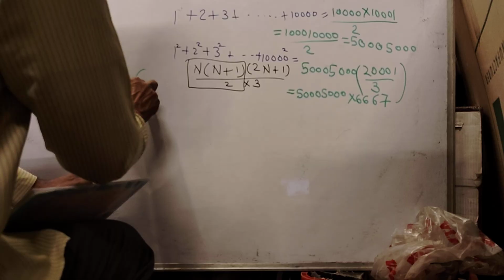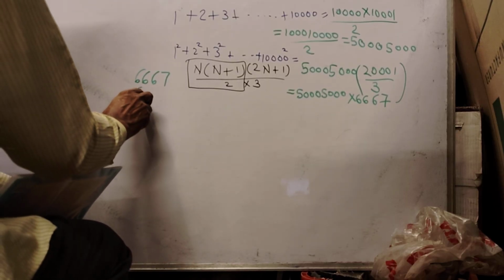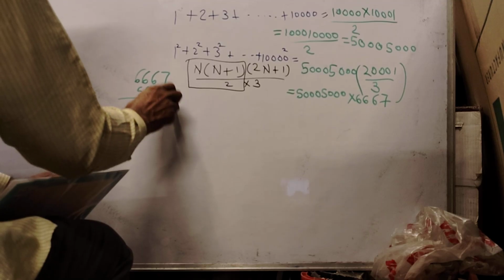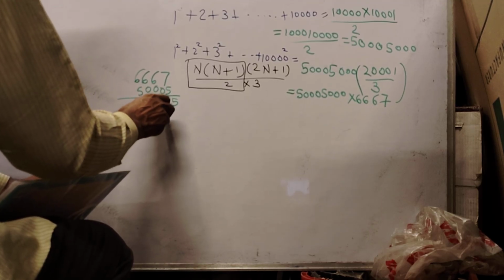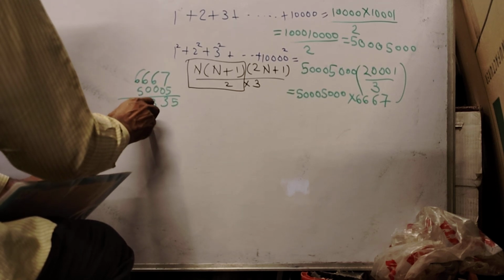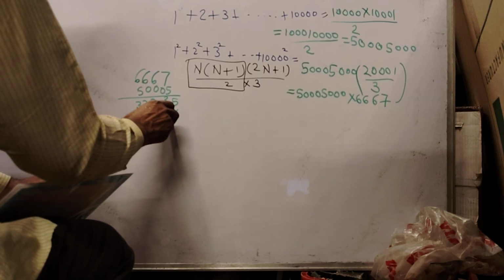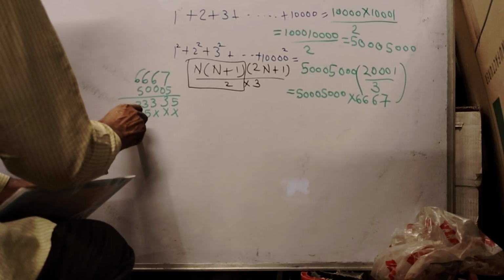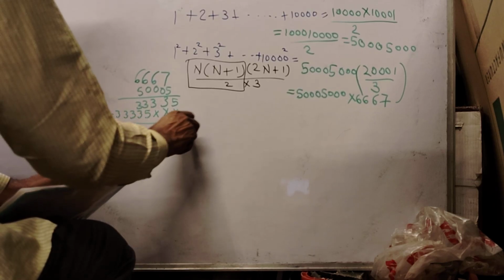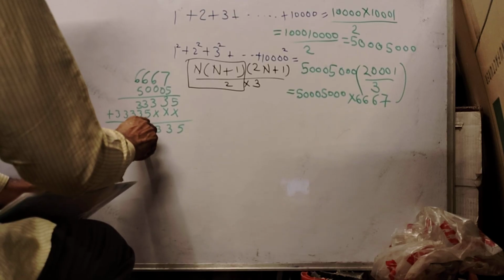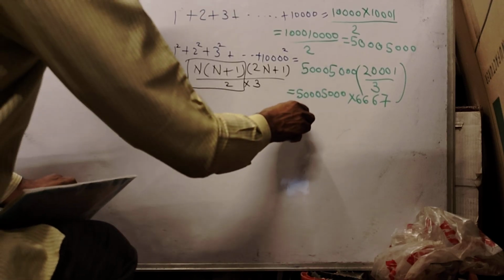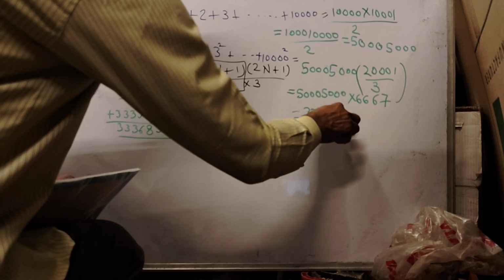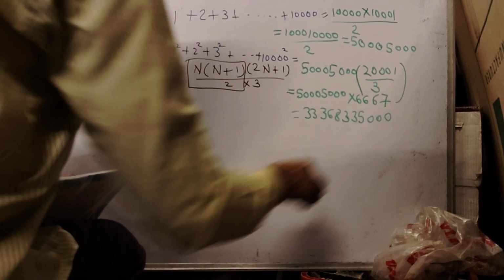Now multiply 6667 by 50,005,000. So first we multiply 5 with 7, right side starts: 35, 3 carry, 30 plus 3 is 33, 3 carry, 30 plus 3 is 33, 3 carry, 30 plus 3 is 33. Now this cross, this cross also. Now start from 5. So the same number we obtained again, 5 3 3 3 3. Add them. So after addition we obtained this number, and on the right side we follow with 3 zeros. This is our final answer.